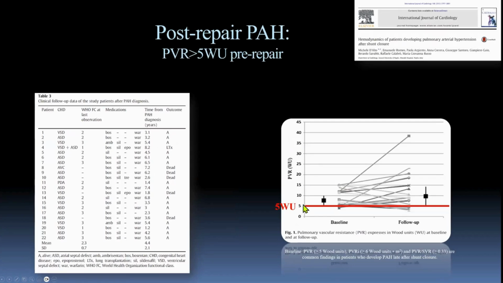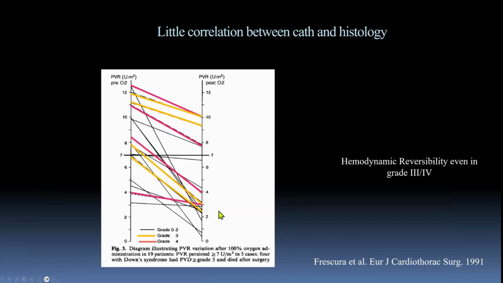And Michele has shown us from this paper that you should be careful if your PVR before closing is above 5, because it's likely you're going to have a high PVR afterwards as well. And you need to continue with PH therapies and monitor carefully and think carefully whether you should be closing this defect or not. Most of these cases are ASDs, but some VSDs as well. So it's not just about pre-, but also post-tricuspid shunts.